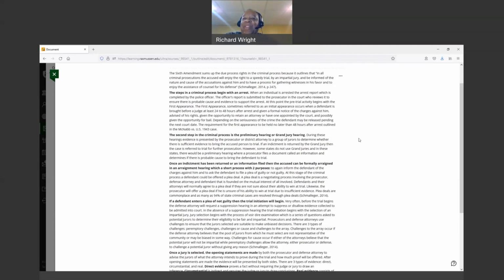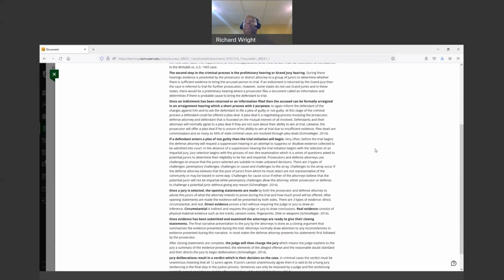So it says defendants and their attorneys will normally agree to a plea deal if they're not sure about their ability to win at trial. Likewise, the prosecutor will offer a plea deal if they're unsure of their ability to win. And look what it says. Plea deals are commonplace, and as many as 94% of state cases are resolved through pleas, the infamous plea bargaining that the public doesn't understand. And it's important because we don't have enough resources to get individuals to trial and through trial without possibly violating the Speedy Trial Act, which jurisdictions have their own.